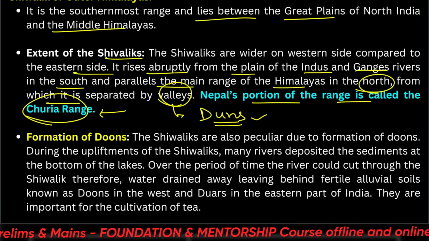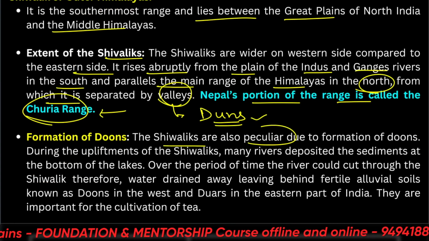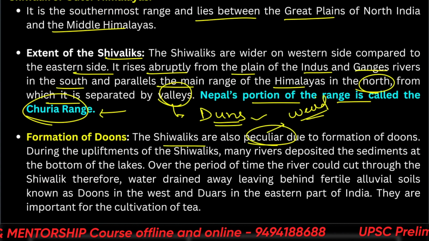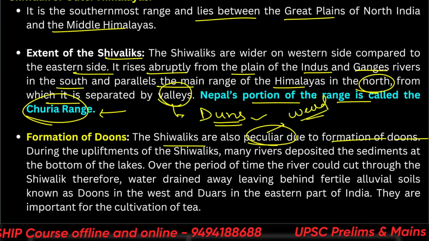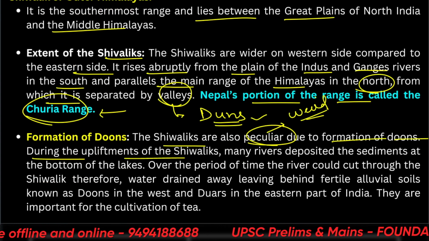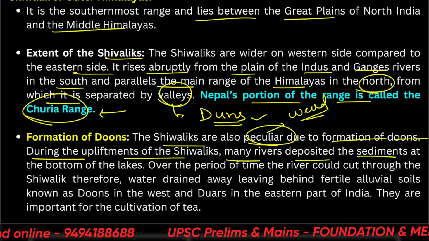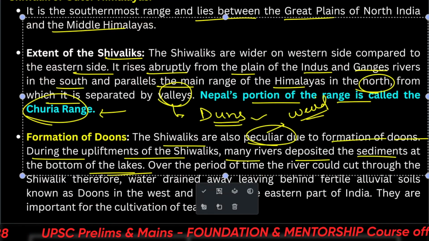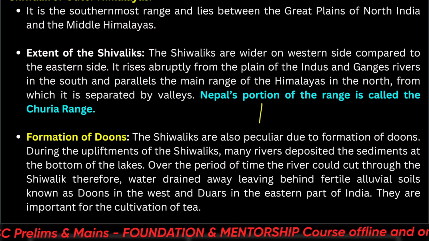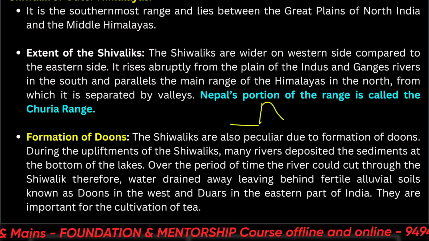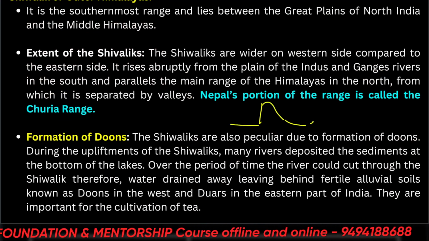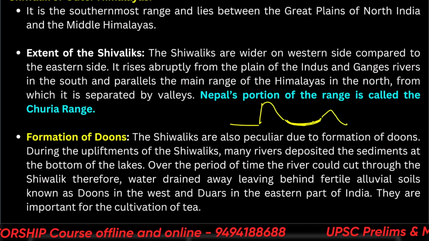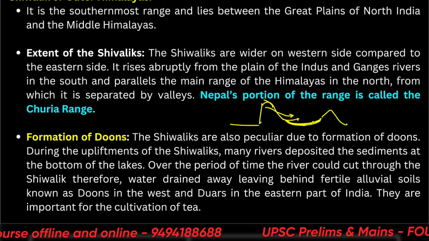So what is the formation of dunes? So Shivaliks are also peculiar. Peculiar means a little weird, we can say, due to the formation of dunes. Alright. So during the upliftment of the Shivaliks, many rivers deposited the sediments at the bottom of the lakes. So what basically happened, let's say this is the inner Himalayas or middle Himalayas, and there is this valley, and these are the Shivaliks. Okay, so if a river was flowing through here, then it would deposit sand.